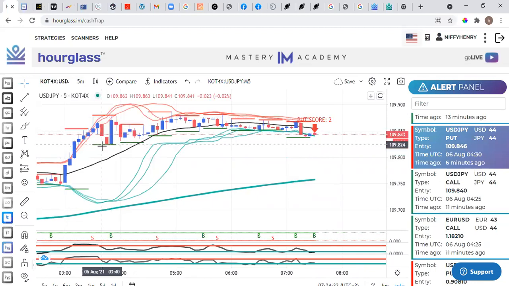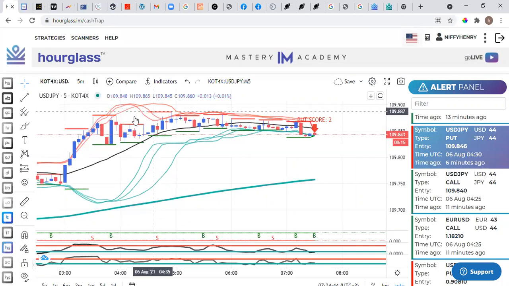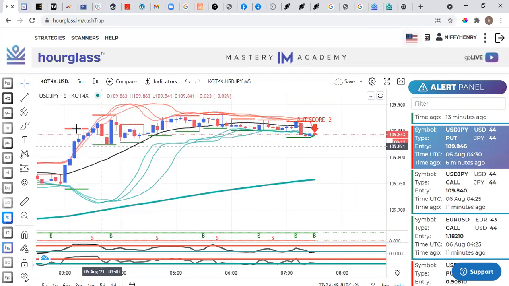USDJPY. Can you see some blue, some green lines and some red lines? Okay, sorry, the red straight or horizontal lines at the top are the resistance lines. And then the green lines are the support lines. The green lines are the base, the support line.